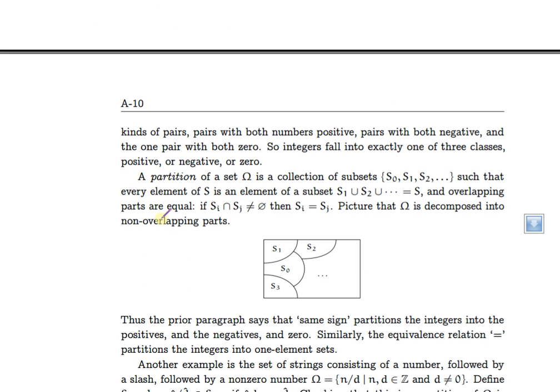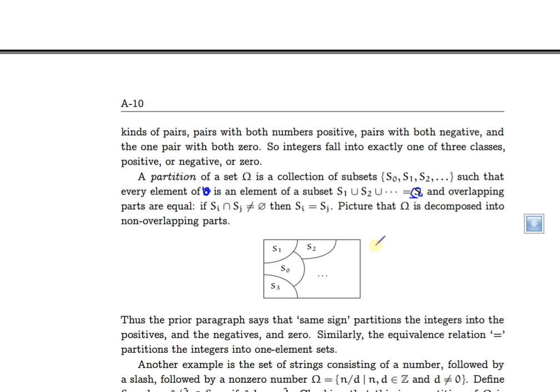In general, a partition of a set omega is a collection of subsets such that every element of omega is an element of a subset which is one of these S's. He wrote something else here, but this should be omega, and he forgot the S0 here. And overlapping parts are equal. So if Si intersect Sj is not empty, then Si equals Sj.